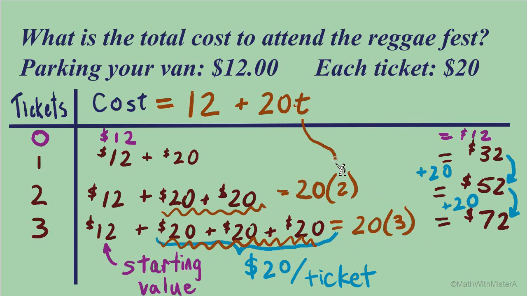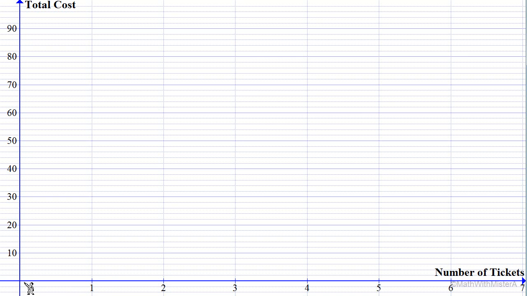So our variable t is representing how many tickets are being bought, and that is connected to this constant rate of change. $20 increase per ticket, we're multiplying by how many tickets, and adding it to the starting value to calculate the total cost. Finally, let's take a look at the graph of this equation. On the graph, we have the variable going horizontally on this line called the horizontal axis. The label shows it's the number of tickets. The output of this calculation, the total cost, is on the vertical axis.